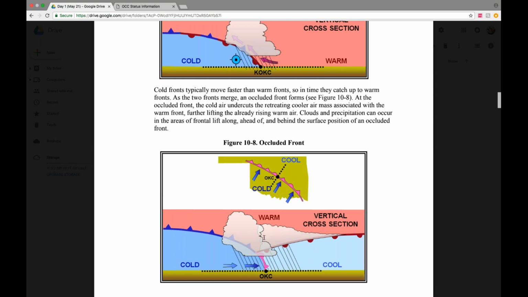but yeah, because you already have the rapid rising air from the cold front and the more stable from the warm front, the occluded front causes an even more explosive weather pattern to develop.